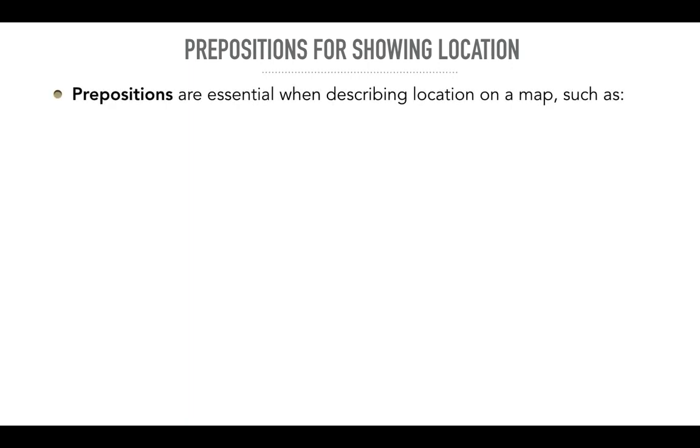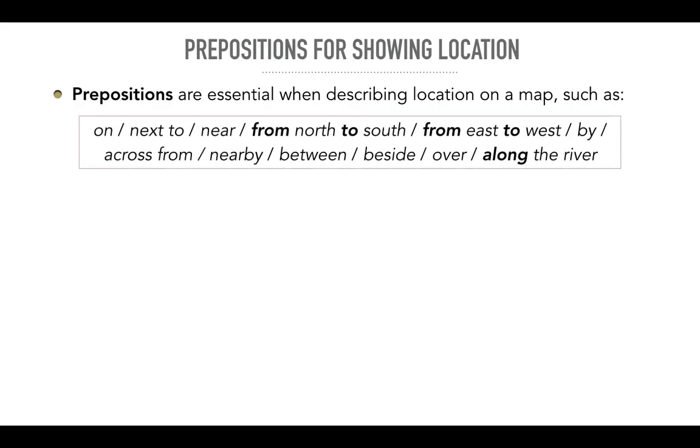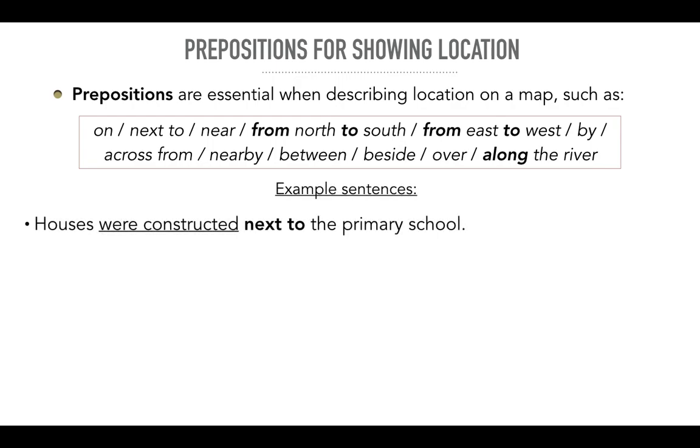Now we also need prepositions for showing location. This is very important. Prepositions are essential when describing a location on a map. For example, next to or near, from to, across from, nearby, along the river, and so on. Let's look at some example sentences. Houses were constructed next to the primary school. So were constructed is passive, and we've got next to as a preposition. The forest near the river was cut down.